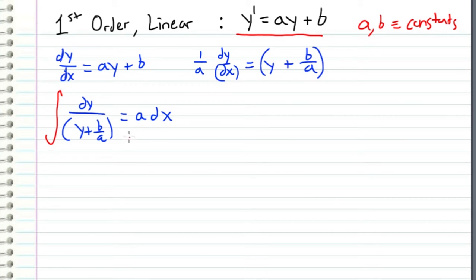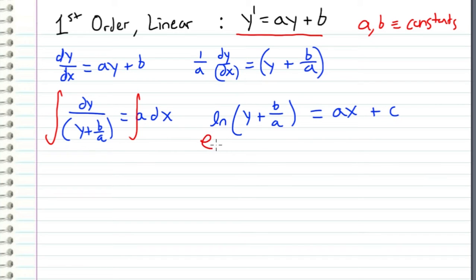So I can integrate both sides. And recall from calculus that the integral of this expression is just the natural log of y plus b over a. And this is going to equal ax because the integral of a dx is just ax. And then I'm also going to add a constant of integration. And the reason why I need that constant of integration is because this is an indefinite integral. I'm not evaluating it at two limits. So I need this plus c right here.